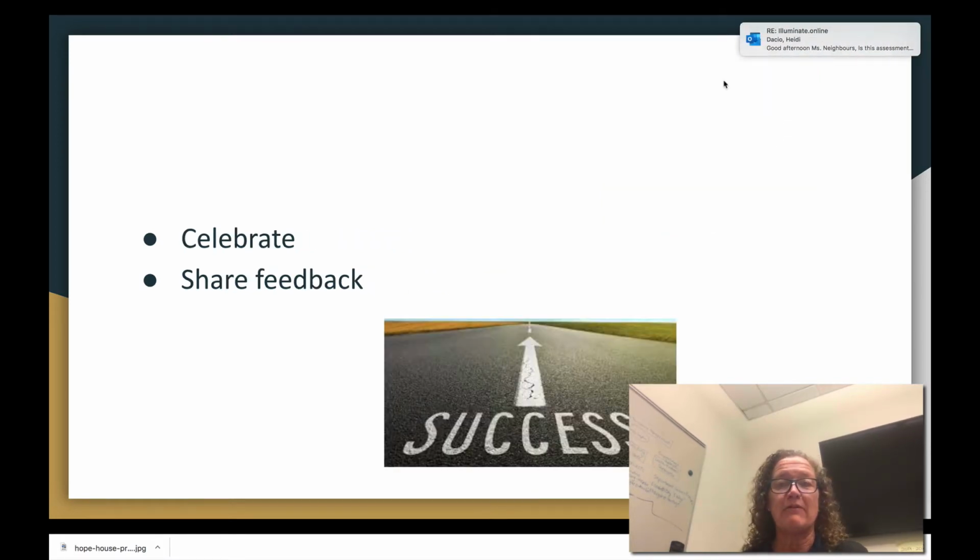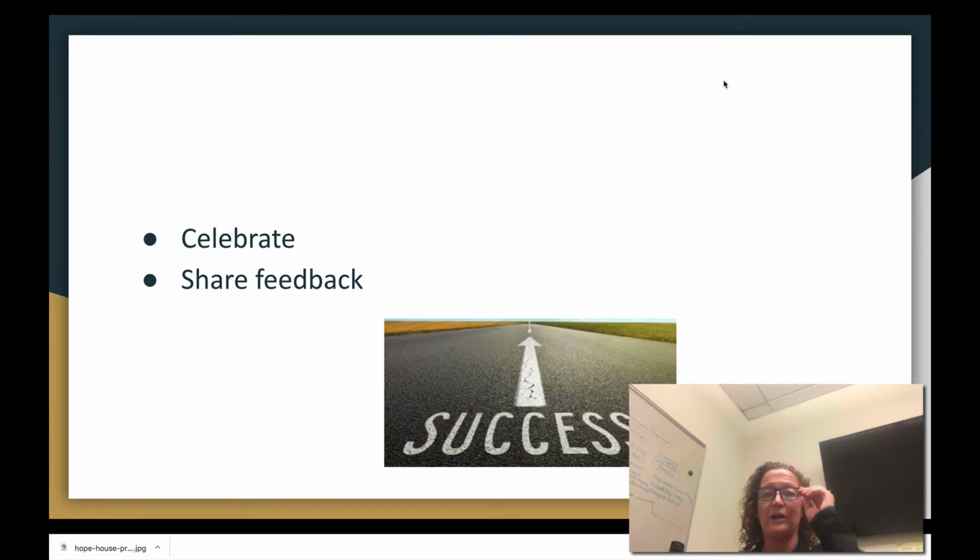Then, as I have referenced all along, you want to identify what you're going to celebrate with your staff, and you want to share feedback. Typically, an easy way to do this is if you use a PowerPoint or a Google Slides presentation with your staff during your weekly meetings. You can put those celebrations from observations from that work. So what did you notice?